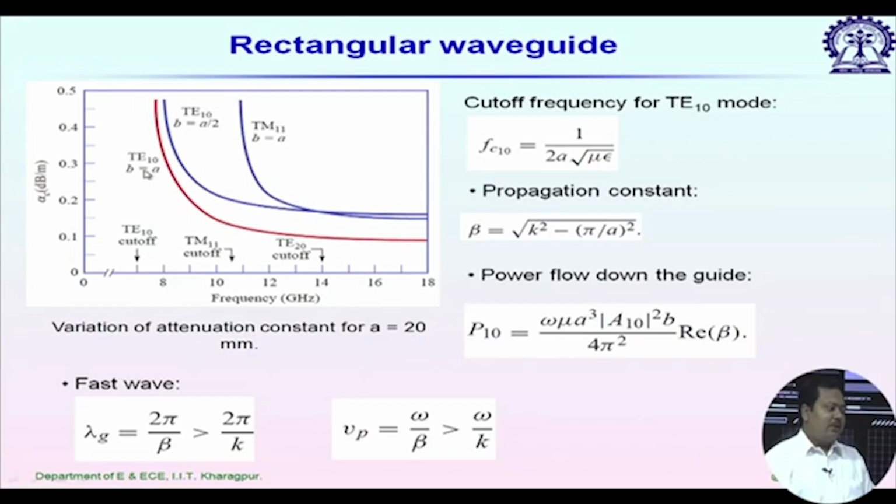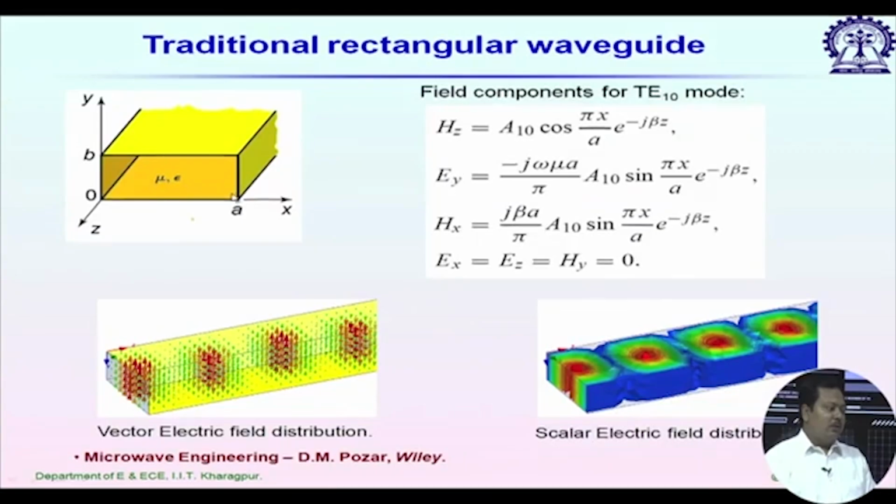The first case, B is equal to A. That means the broadside dimension is equal to the height of this waveguide. And in the second scenario, we are changing the thickness to half. So, B is equal to A by 2. For the first one, we see the plot of alpha c has a much smaller value compared to what we have for B is equal to A by 2. So, A is the broadside dimension, B is the thickness of this rectangular waveguide.